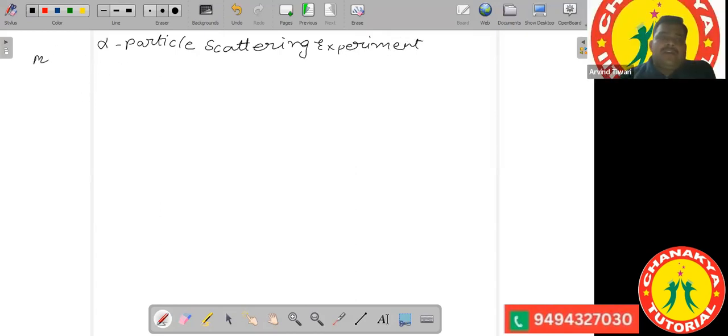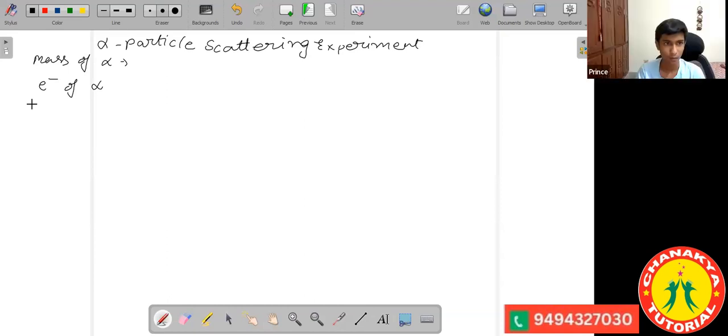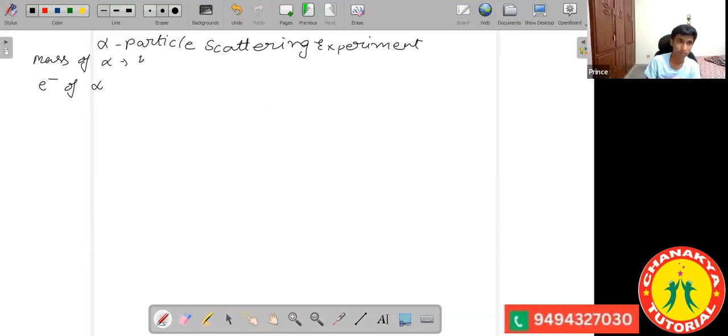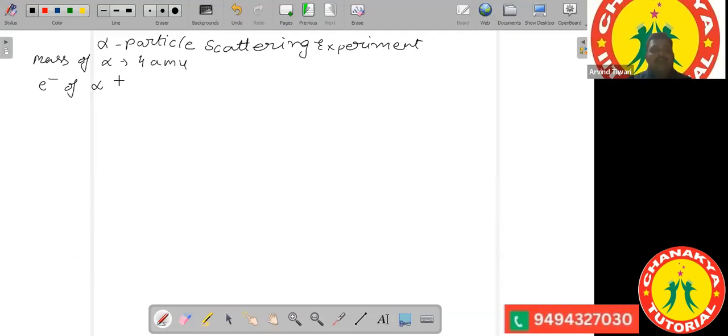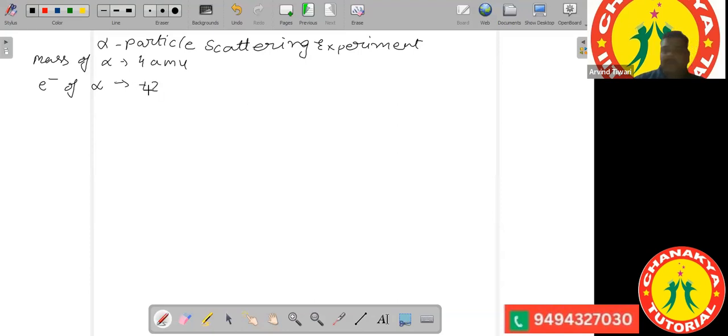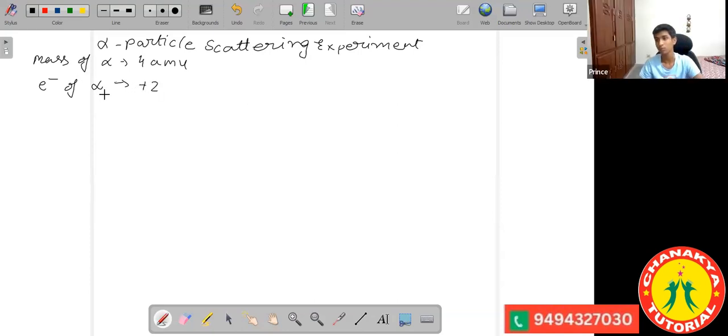Okay, what was the mass of the alpha particle? You need to remember these two things: mass of the alpha particle and charge of the alpha particle. 4 AMU, very good. So the mass was 4 AMU. And what was the charge of the alpha particle? Positive 2. It has a charge of plus 2. Okay, this is your alpha particle.